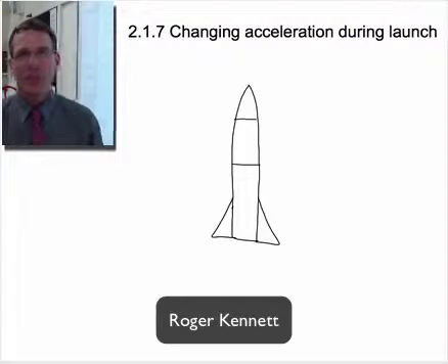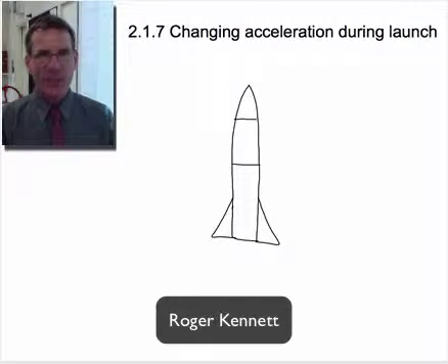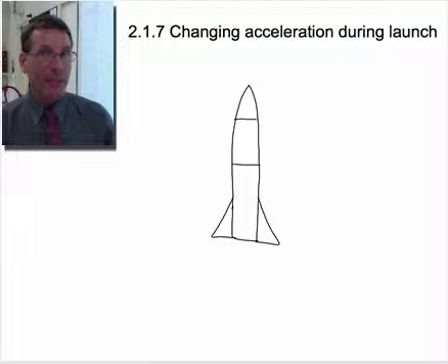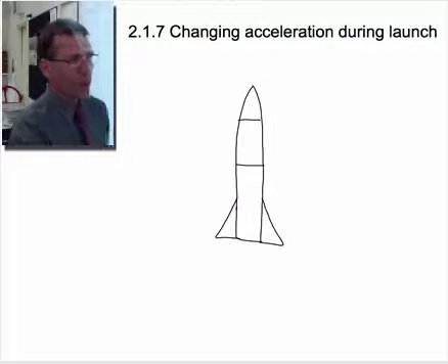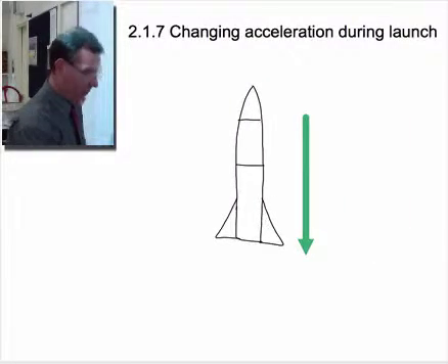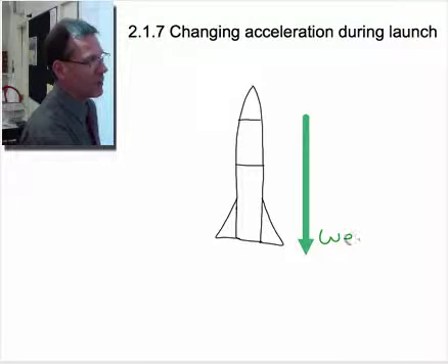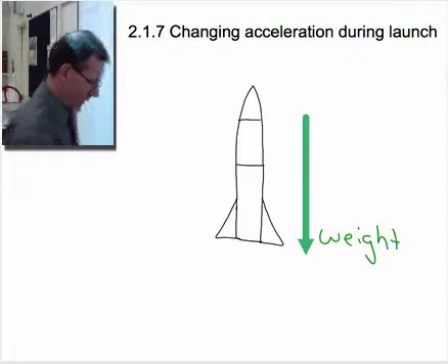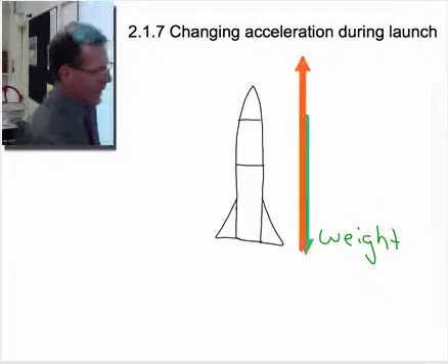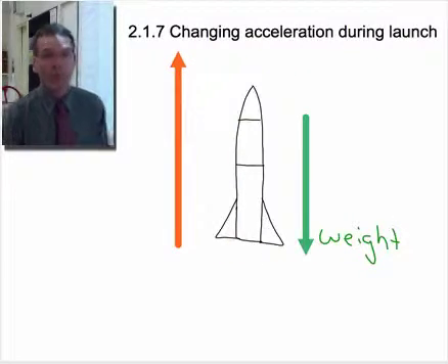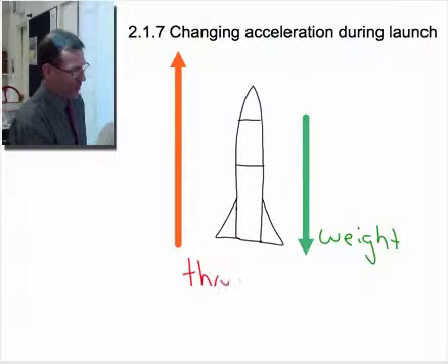Before we start considering the changing acceleration during a launch, let's stop and think about why a rocket actually accelerates in the first place. Well, a rocket has a number of forces on it. Of course, the downwards force, as you remember, is going to be called the weight force. That's the downwards force on the rocket. And then the rocket engine has to give us an upwards force, the thrust force on the rocket.